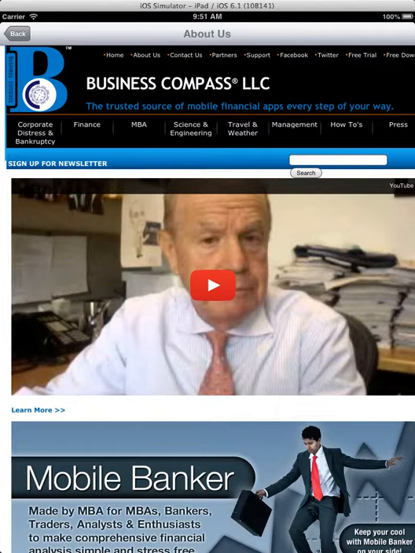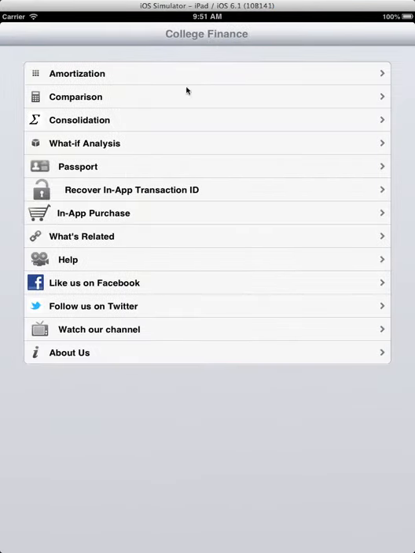I have the great pleasure to walk you through the comprehensive college finance application, and this is very useful to the aspiring college going students, their parents, as well as college tuition fee and loan administrators. The functionalities are as follows: amortization, comparison, compare two or more loans, consolidate student loans, perform what if analysis.